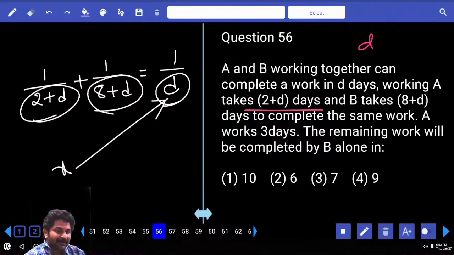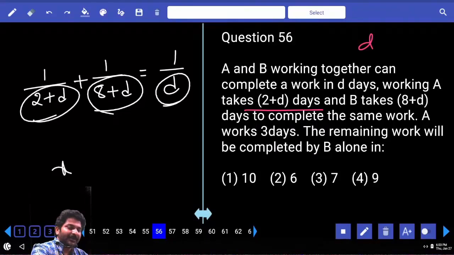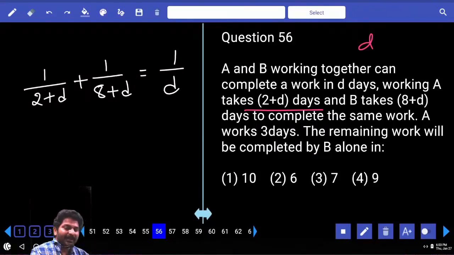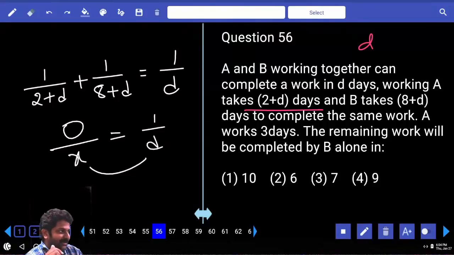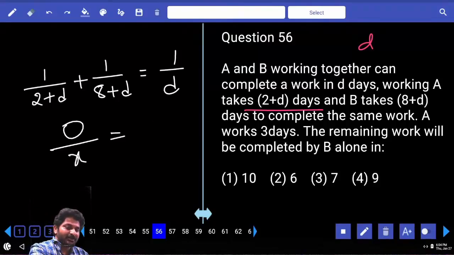Do you understand? When you take the LCM of your denominator and get the x value, there will be some other number in the numerator. The simplified value is equal to 1 by D. That means D must be a factor of x. So that is one way that you can choose.